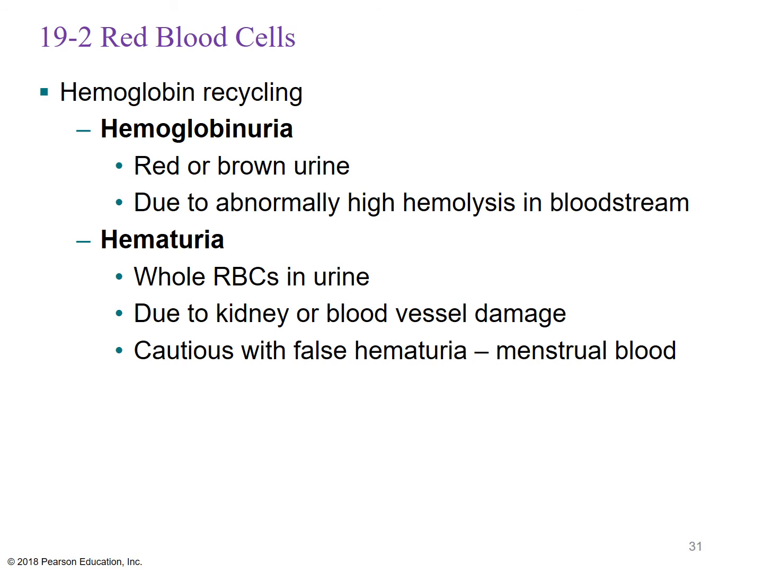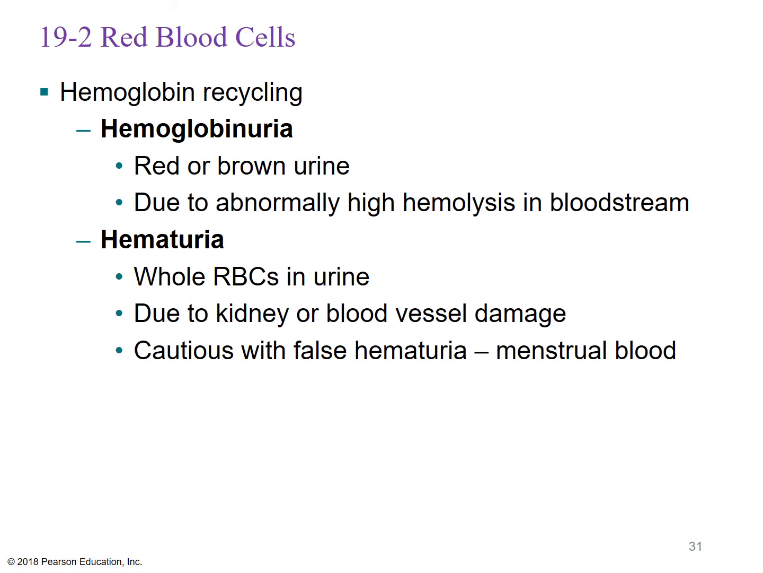And hematuria is whole red blood cells in the urine. Now, this can be due to the kidneys or the blood vessel being damaged. So the red blood cells aren't necessarily rupturing, but instead they are actually coming out whole. So that means that somewhere there is a leak that's allowing the red blood cells to come out and end up in the urine.